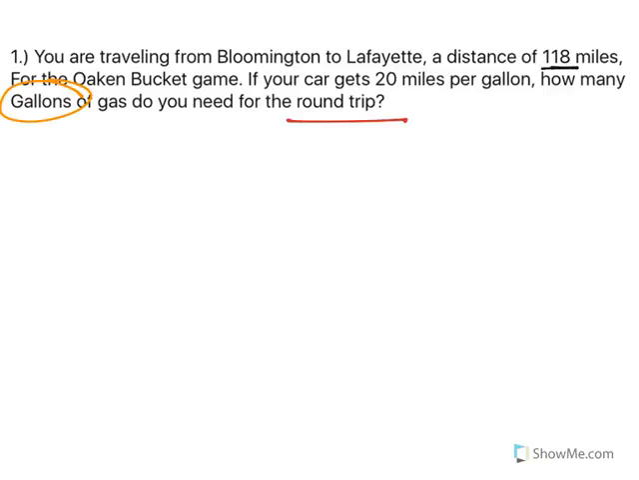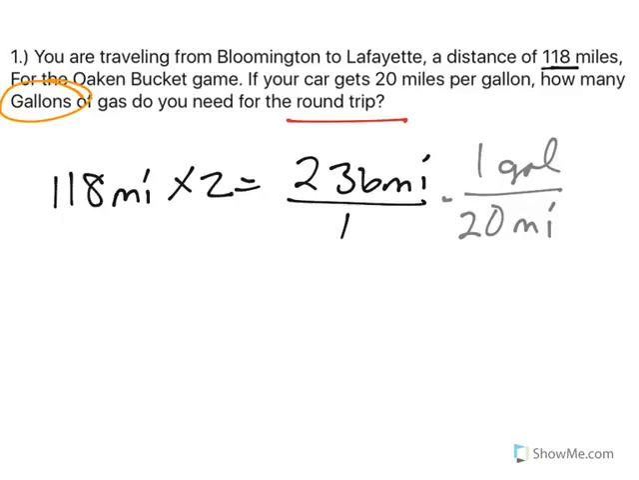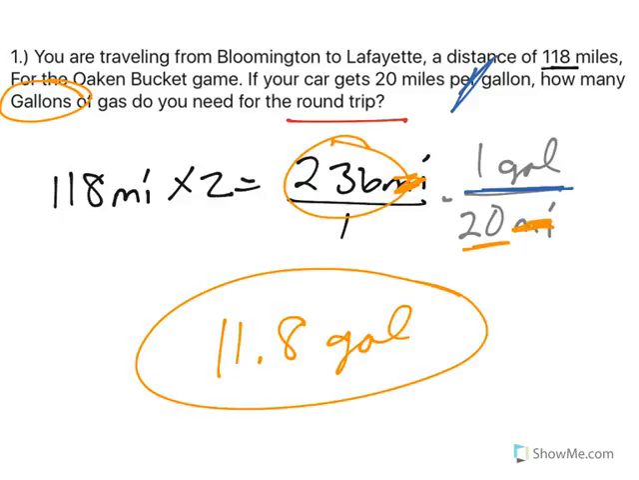Now, we know we have 118 miles, but round trip, so we multiply that by 2. I'm going a total of 236 miles. I know my car gets 20 miles per gallon. Remember, the per is the division bar. This makes my miles go away. So if I divide total miles by 20, I end up with 11.8 gallons of gas.